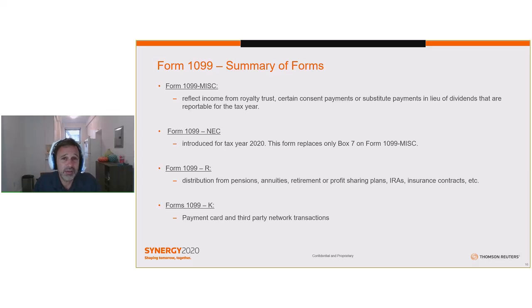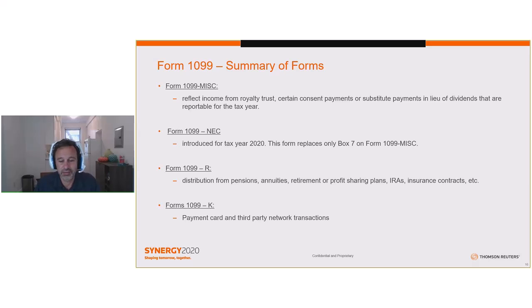As we continue on, and these are the forms that we're going to be focusing on more today, Form 1099 miscellaneous. It's to reflect a variety of payments which we will cover, but also to reflect income from royalty trusts, consent payments, substitute payments in lieu of dividends. We have a new form this year, a 1099 NEC, which stands for non-employee compensation. This form is going to replace the box 7 on the 1099 miscellaneous, but not any other boxes on the 1099 miscellaneous. This was done to capture independent contractor payments and also better to align with federal reporting requirements and the differences between that and the Form 1099 miscellaneous, which we will discuss further throughout this presentation.